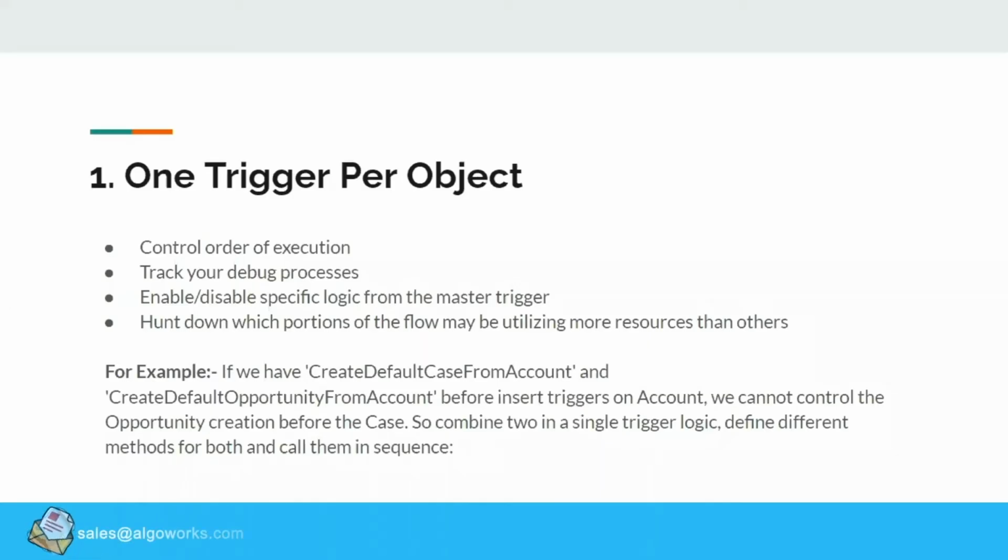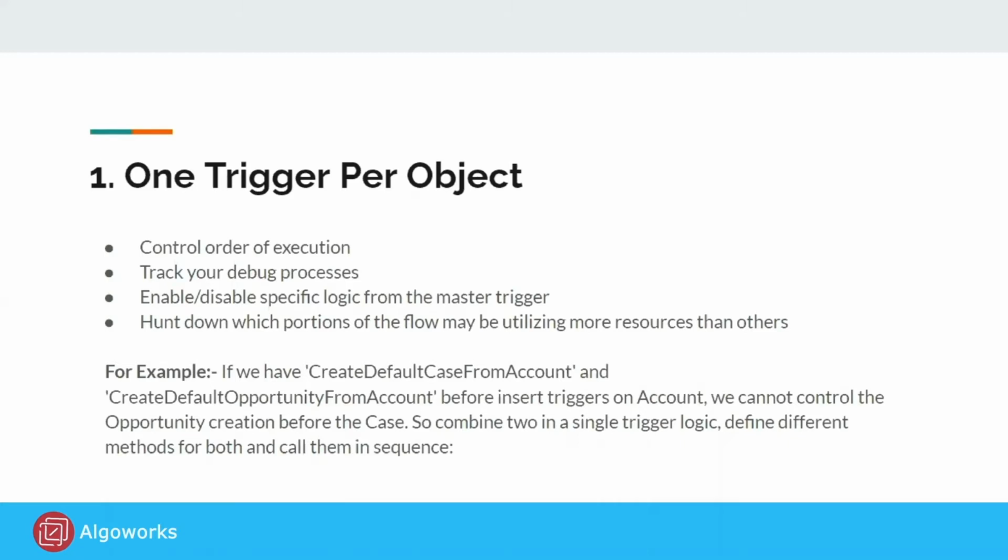So first is one trigger per object. We should write one trigger per sObject, and there are many advantages of doing this, like we can control the order of execution in a better way and track the debugs as well. We can enable or disable specific logic from the master trigger and also look for the portion of code that might be utilizing more resources than others.